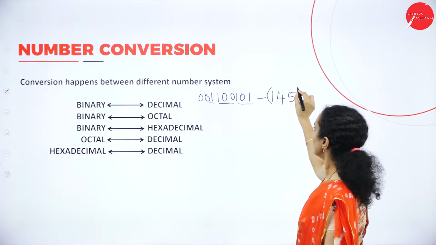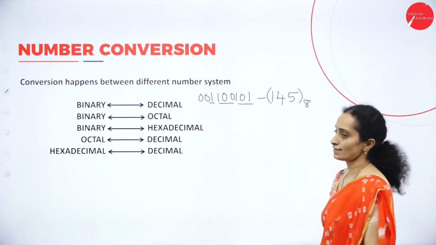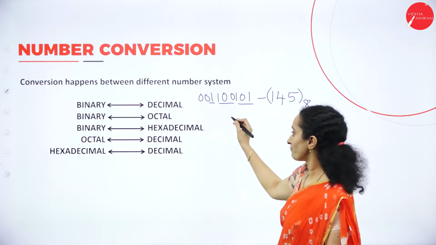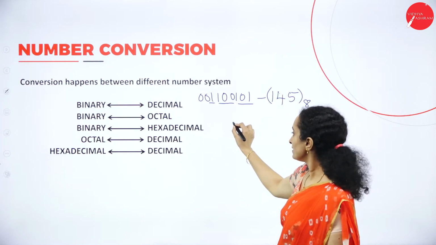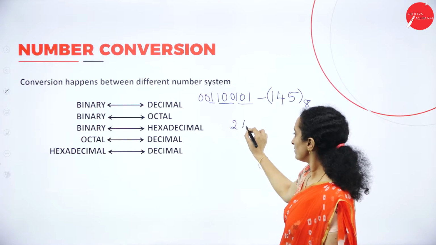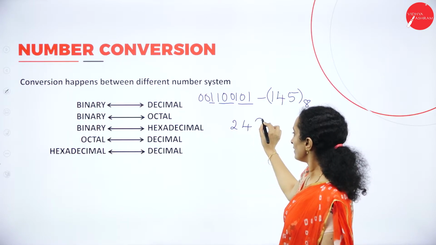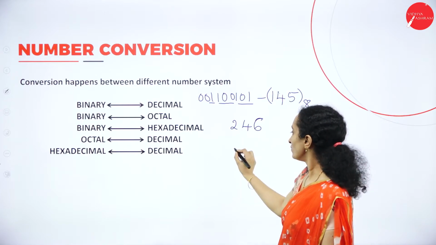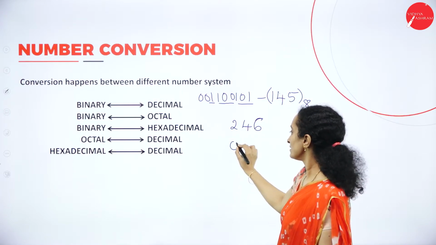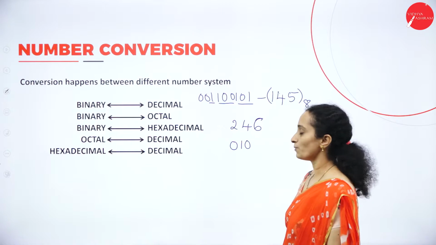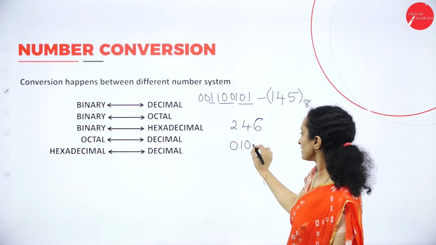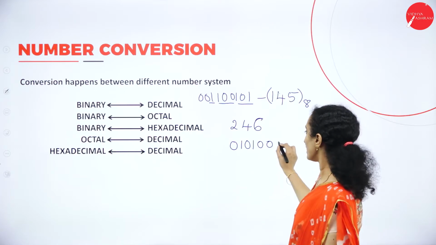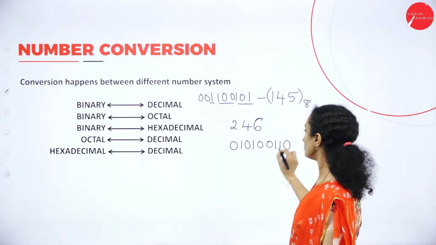145 with the base 8. How do you convert the number from octal to binary? Suppose I take 246, how do you convert? 2 will be represented as 010, 4 can be represented as 100, 6 can be represented as 110.